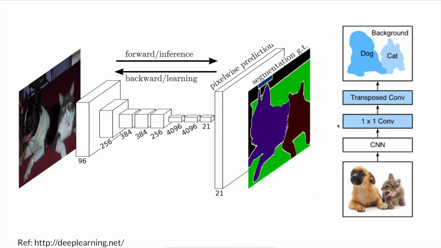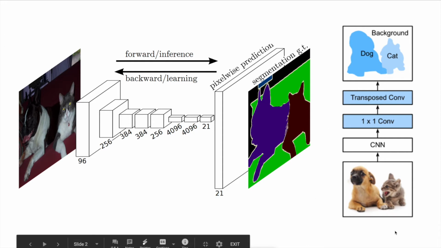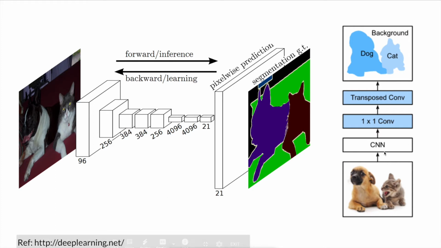For example, this is the image as an input, and we pass it through a CNN: convolution 1, convolution 2, some pooling, and again convolution, then again some pooling. So downsampling is happening. After downsampling we do the one-to-one convolution, and using it, the number of channels of the output features is transformed into the number of classes.